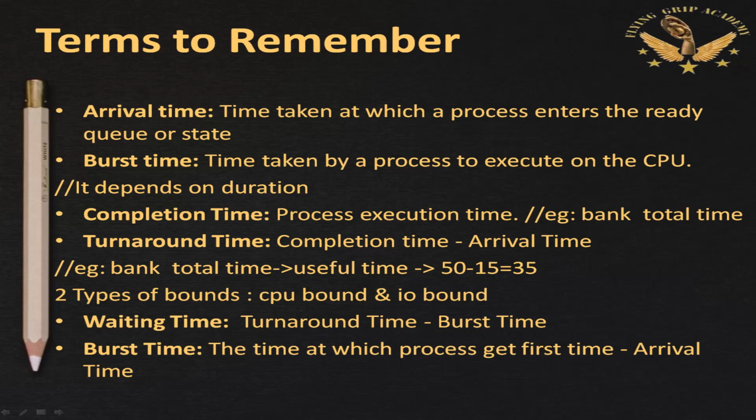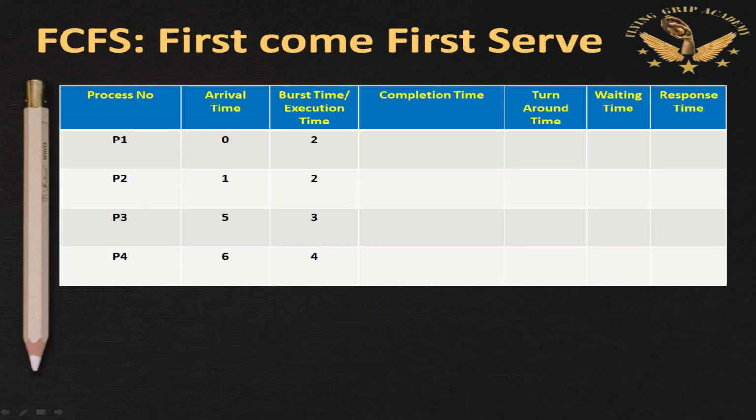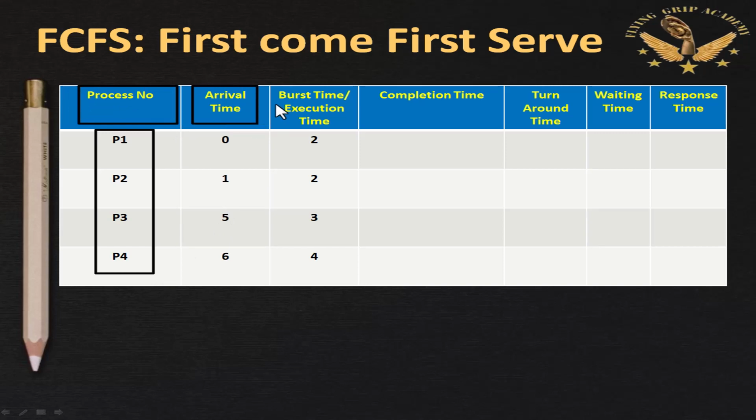So let us consider the first one, which is first come first serve. Here we have been given four different processes, P1, P2, P3 and P4. We have a table with process number, arrival time, burst time or execution time, completion time, turnaround time, waiting time and response time. We already have a formula in order to complete the remaining columns.